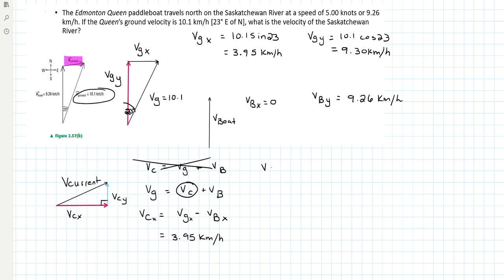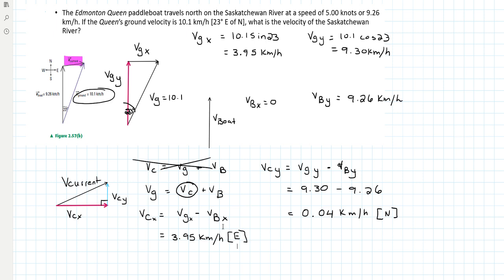Then in our y direction, our VCY will end up being our VGY minus VBY, which gives us 9.30 minus 9.26, which gives us 0.04 kilometers per hour, still in the northward direction, because this is in the y direction, and this is in the east direction.